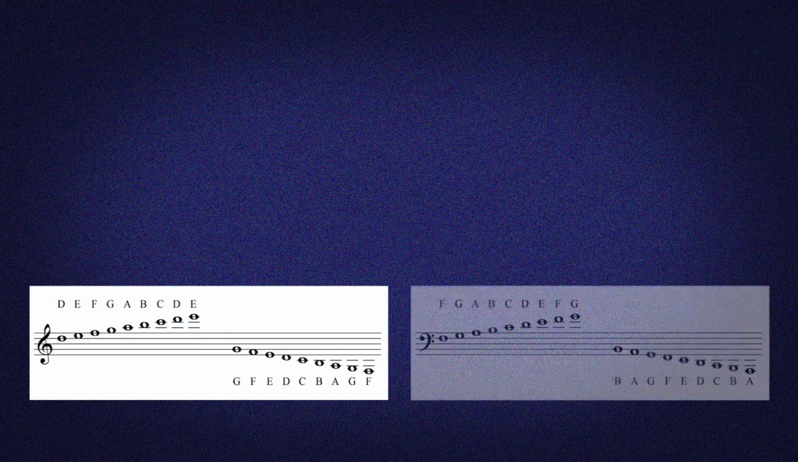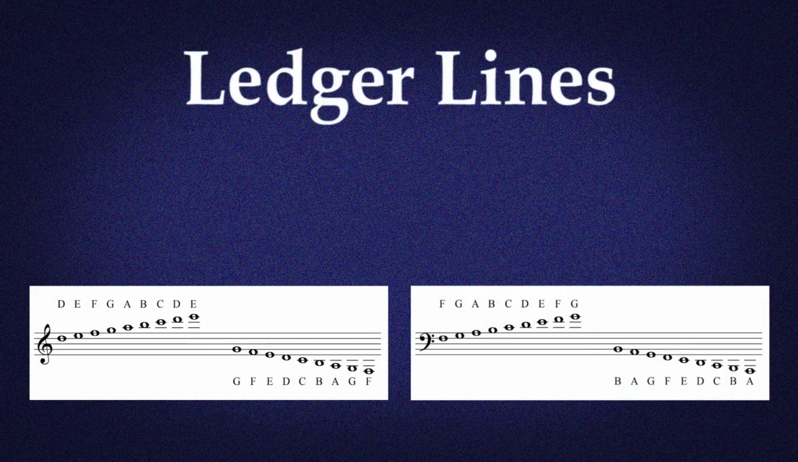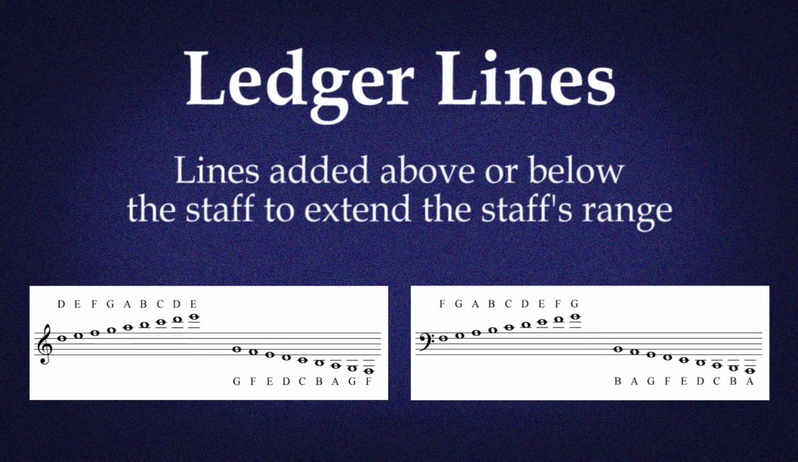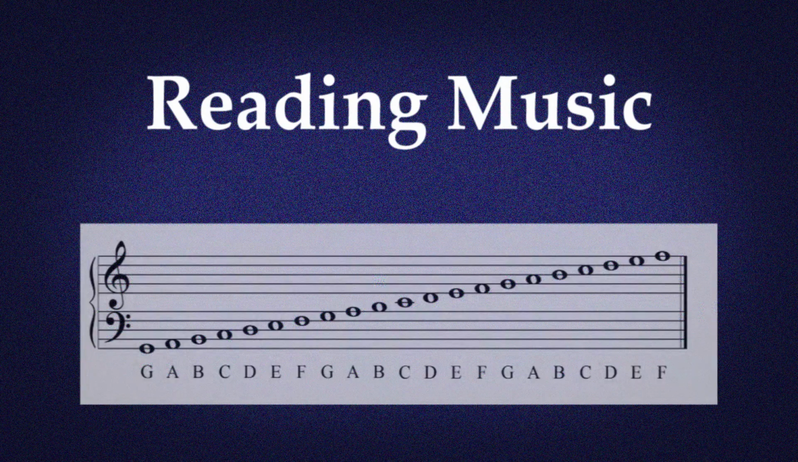And we can also extend the range of any staff by adding what are called ledger lines. These are simply extensions of the staff and can be added either above or below. Almost all instruments have ranges greater than a single staff, so ledger lines are very common. So those are the basics of reading music. Well, identifying pitch at least.